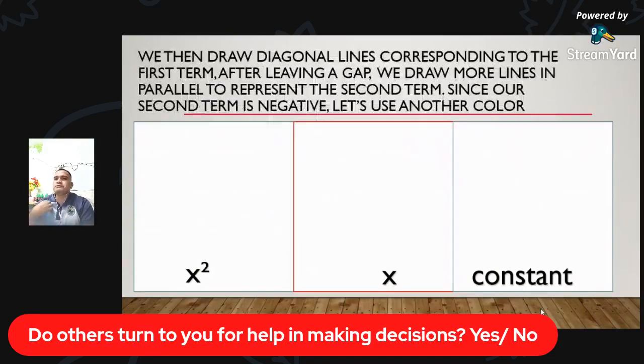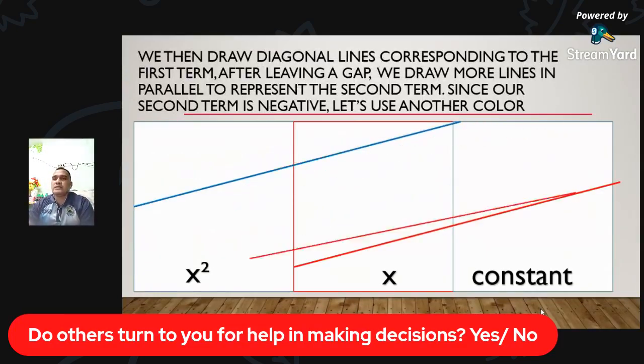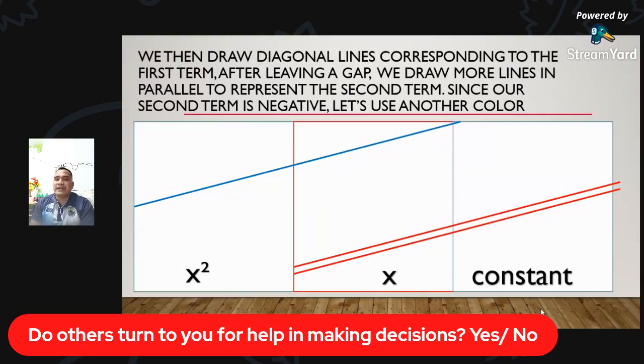So we then draw diagonal lines again, corresponding to the first term. After leaving a gap, we draw more lines in parallel to represent the second term. Since our second term is negative, we should use another color. So we have x again. Our problem is x minus 2. So x, and then we have 2. Again, we will change the color. We have the blue lines, and now we have the red lines. So we have x minus 2.